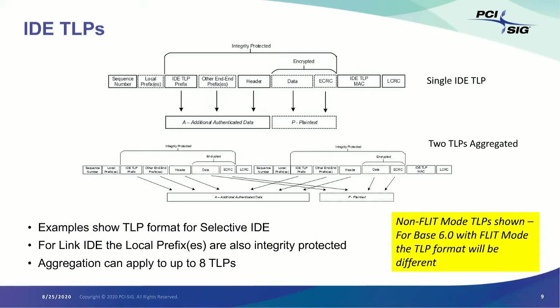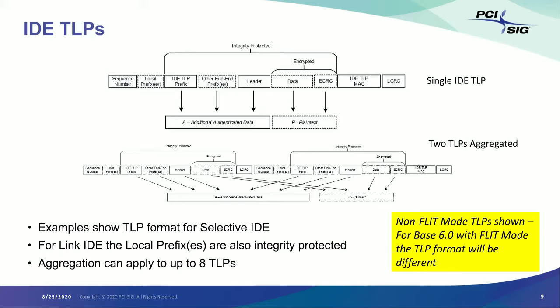So the aggregation mechanism allows us to take multiple TLPs, each one of which still needs the TLP prefix, but we only use one MAC for the aggregated unit. So like in this case, although there are 2 TLPs, we only have 5 words of overhead for the 2 TLPs. And as written, aggregation can apply to up to 8 TLPs. It's also worth noting, as is in the callout here, all of these figures and what we're talking about here are all based on the released PCI Express base specifications.